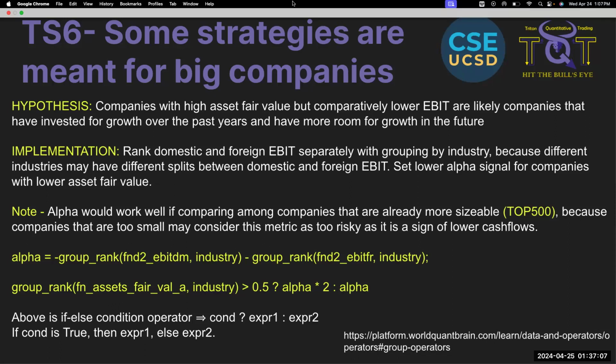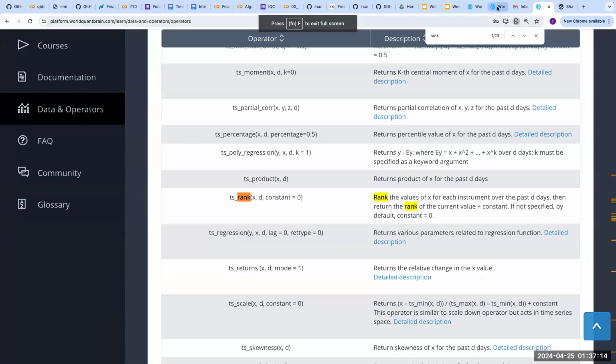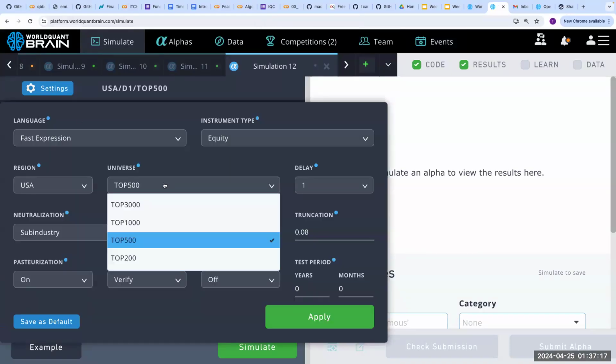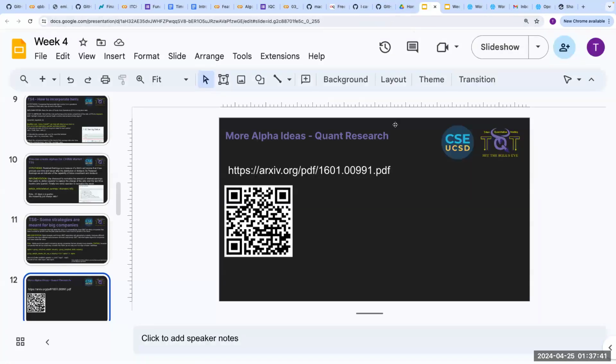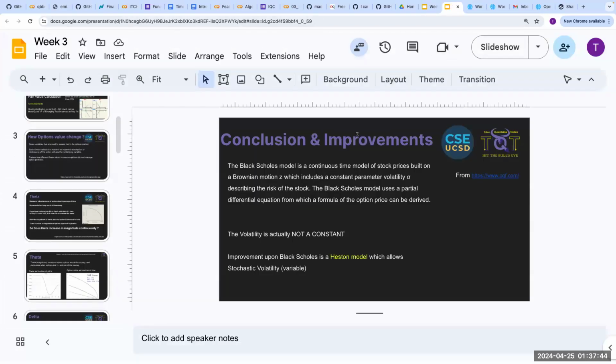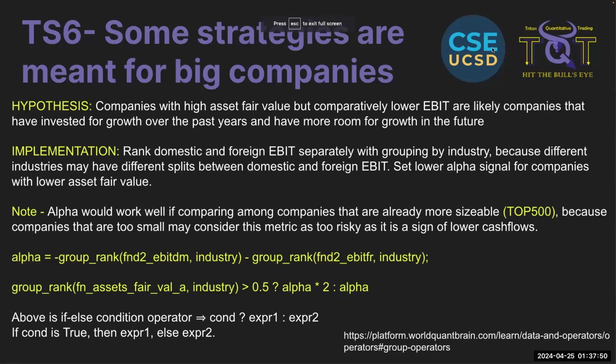The other setting you can change in the portal is which companies you are talking about. If you go here, you can see universe: top 3000, top 1000, top 500, or top 200. If you do top 500, you are basically considering big companies. And that's what we care about in this alpha, right? We are talking about investments made by big companies for future purposes. So this would help you make this alpha perform better because of the top 500 cutoff, right?